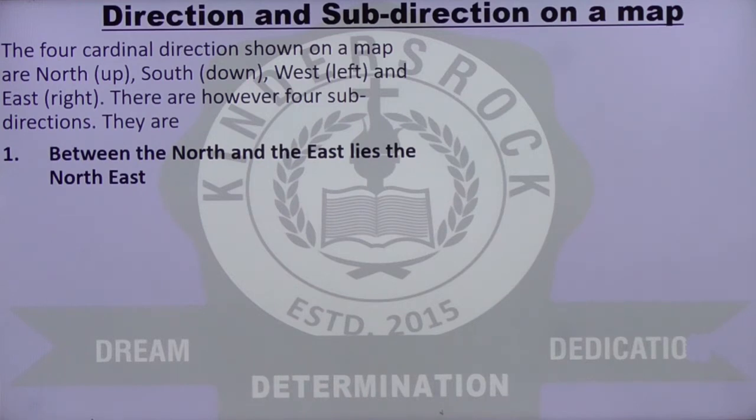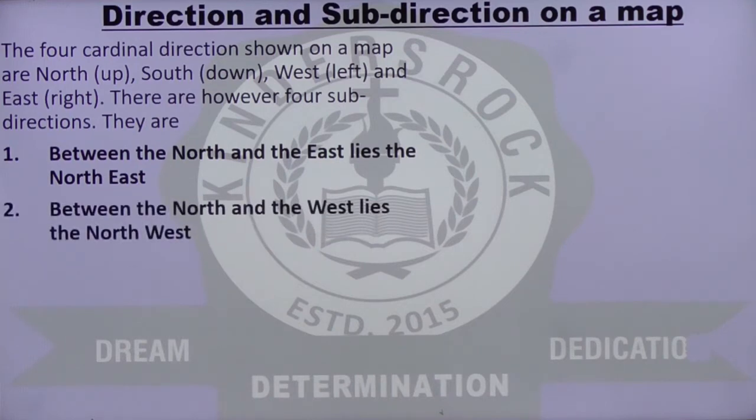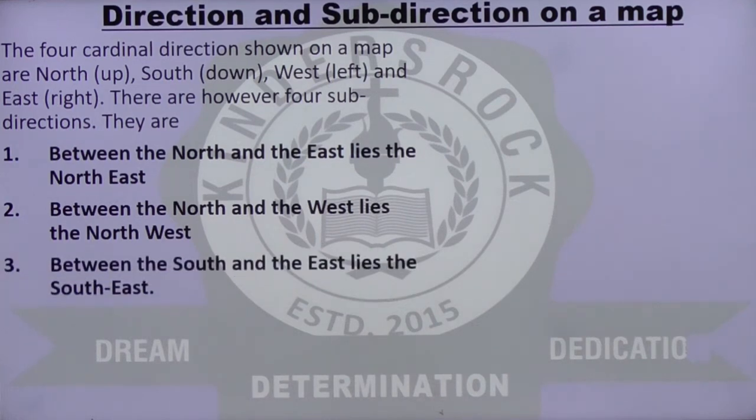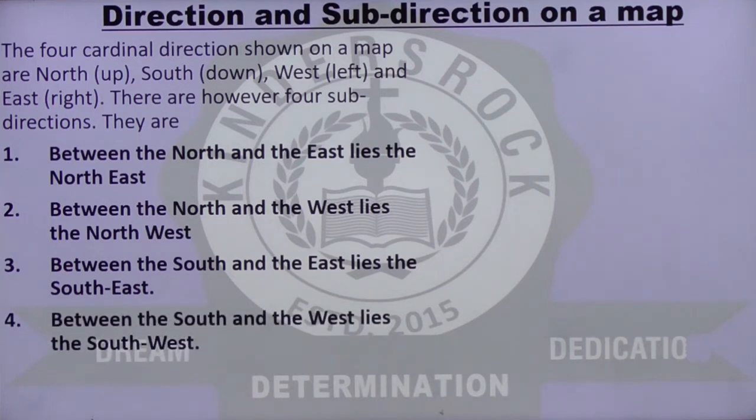Between the north and the east lies the northeast. So these are subdivisions, subdirections. Basically, there are four subdirections. Between the north and the east lies the northeast. Between the north and the west lies the northwest. Between the south and the east lies the southeast. And between the south and the west lies the southwest. So this is the way we are able to understand a map.